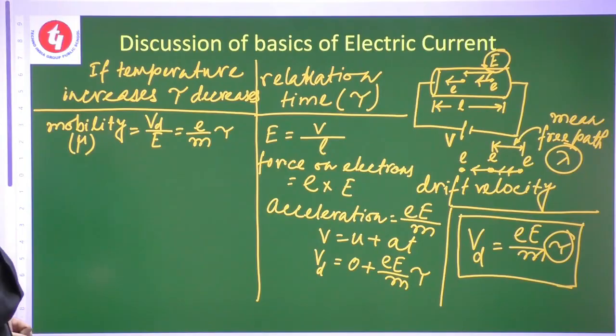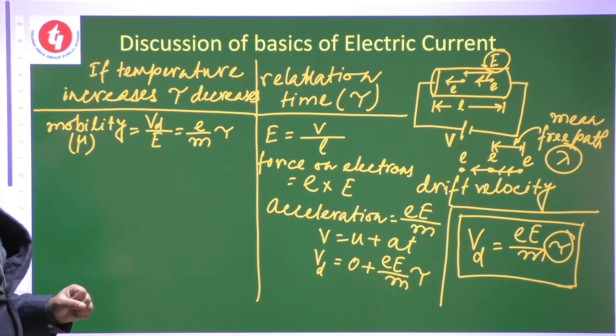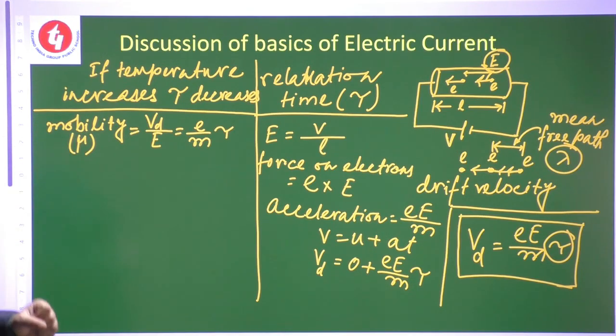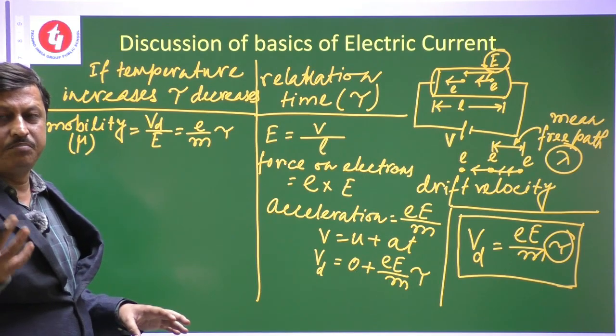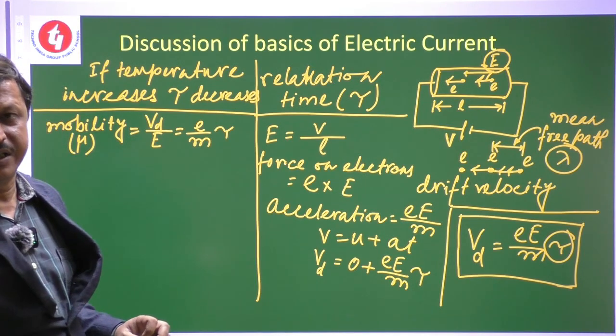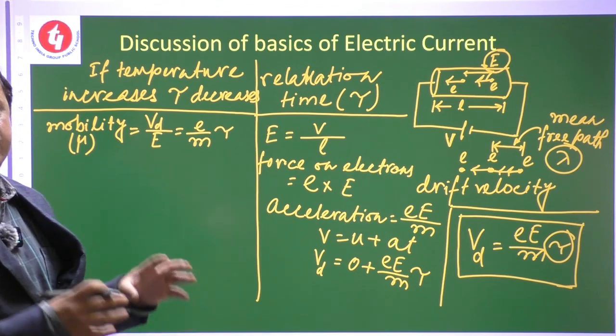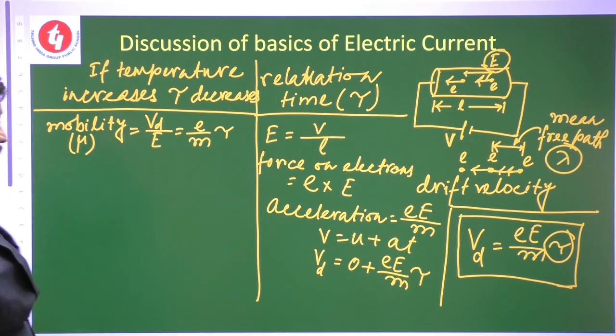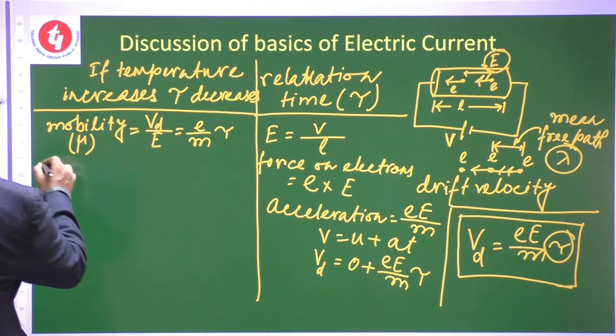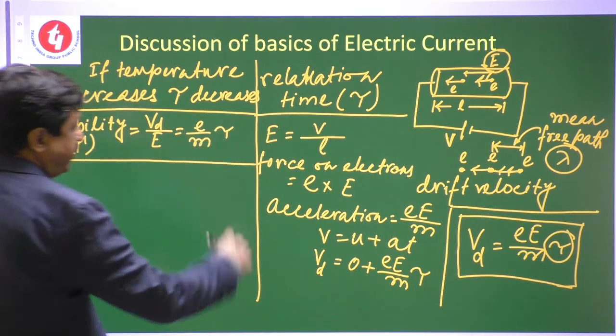Okay, so mobility is the drift velocity per unit electric field. Drift velocity per unit electric field is called mobility, and it depends on the charge particle, like electrons, alpha particles, protons. Different charge particles mean different mobility. That is also important.